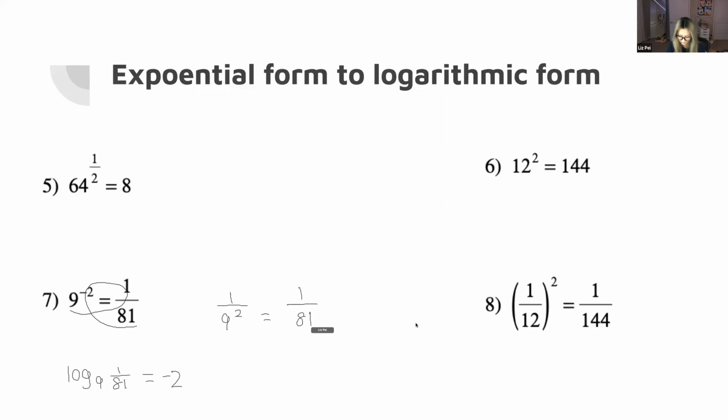And then over here we have a fraction one. If you do the E again, it'll be log base 1 over 12 of 1 over 144 equals 2. So that's it.